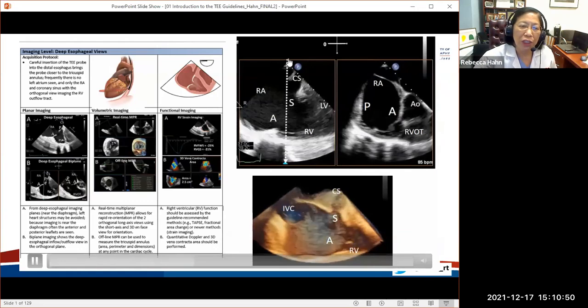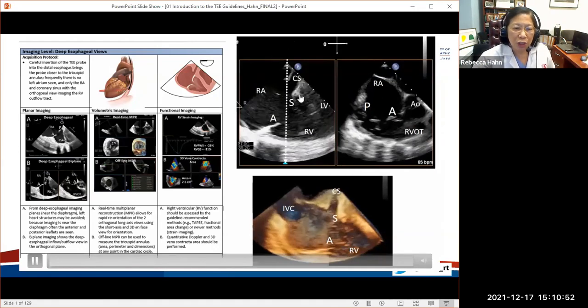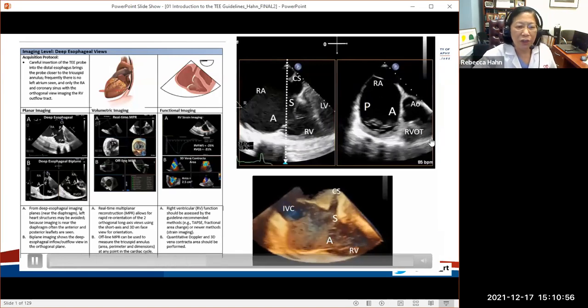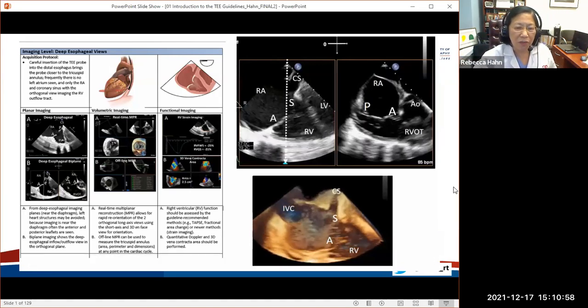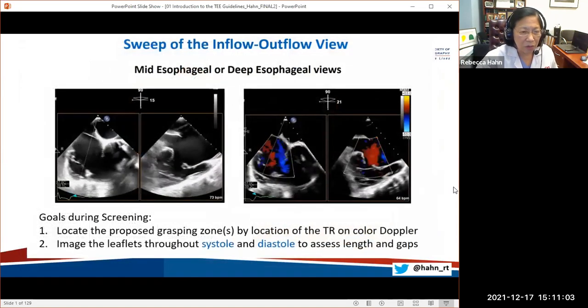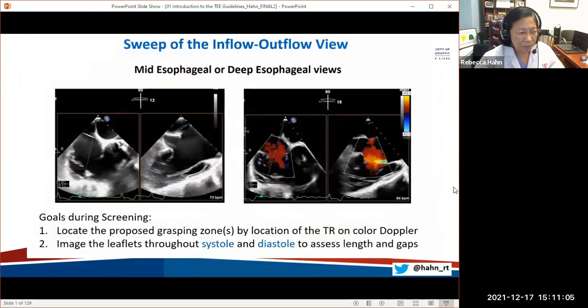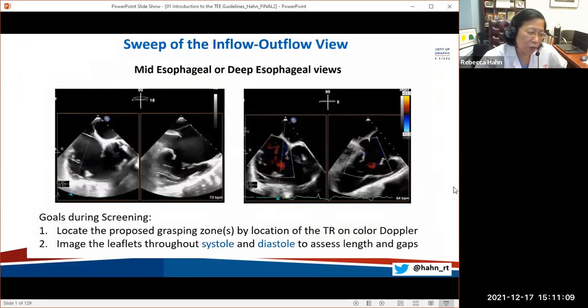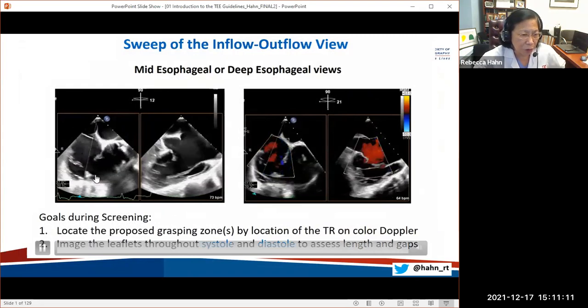And so now you can see no left heart structures in my way. Obviously on a biplane, it's going to be over to the right side, but not directly in view of the plane of the imaging. And the deep esophageal view does the same thing. So this is a deep esophageal view.